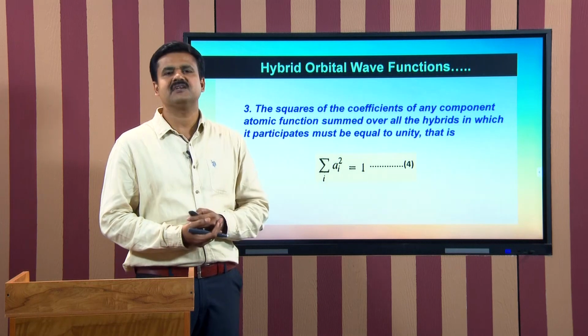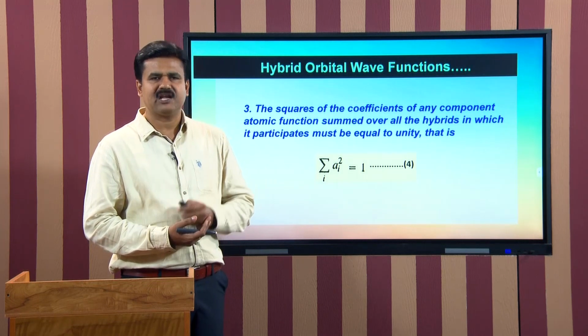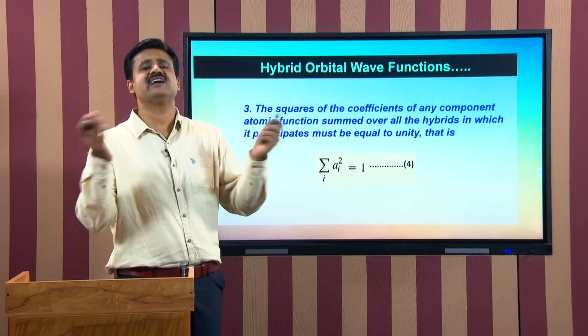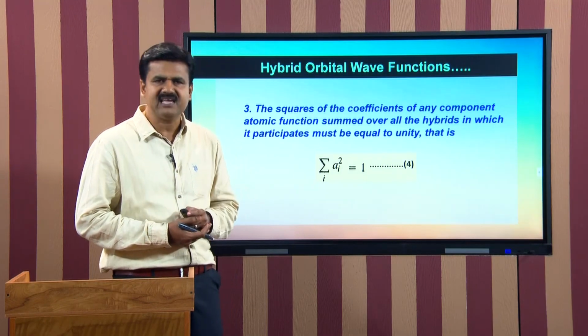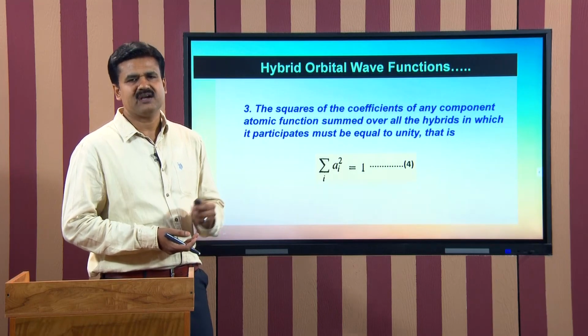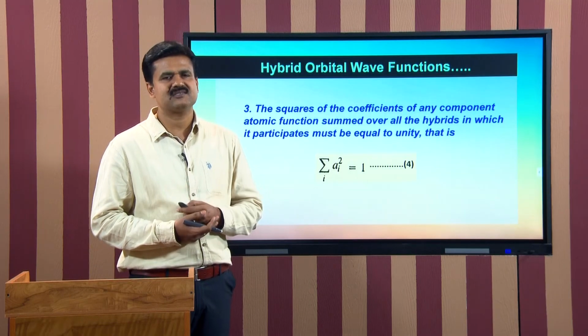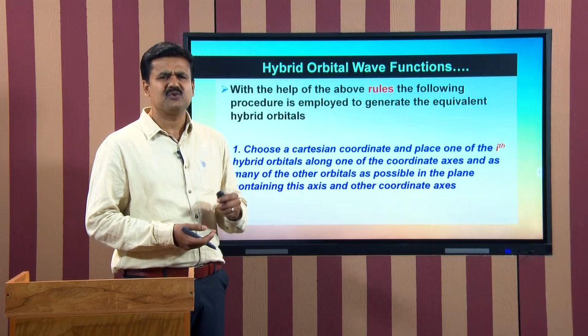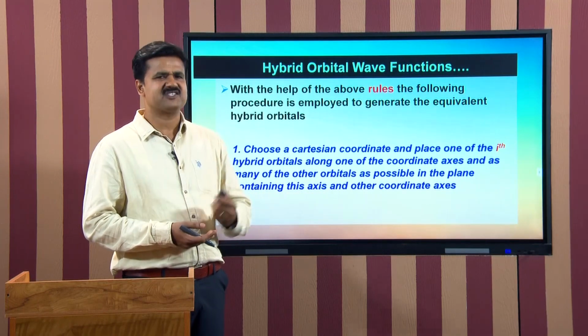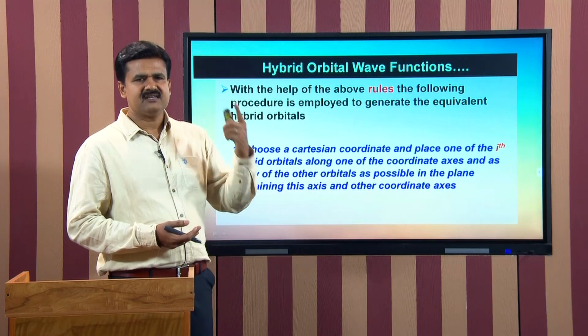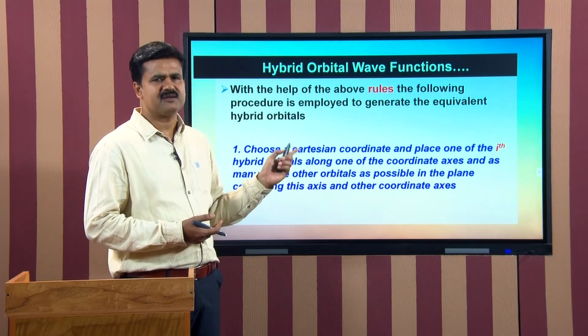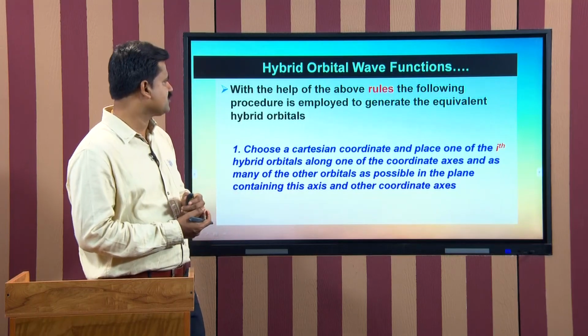The squares of the coefficients of any component atomic function, summed over all the hybrid orbitals in which it participates, must be equal to unity. That is, sigma i, Ai square is equal to 1, where Ai is the coefficient of s orbital. By applying these rules, it is possible to find out the coefficients of atomic orbitals that take part in hybridization. The coefficients can be evaluated by taking up the following procedures.